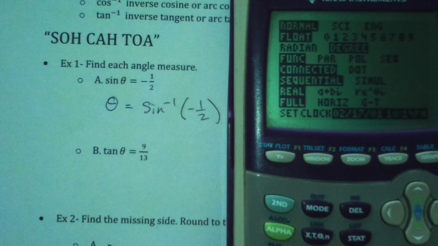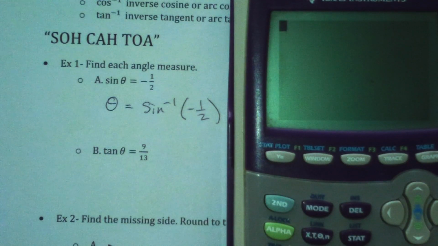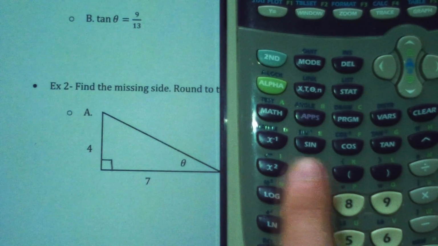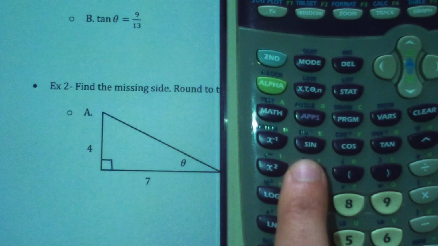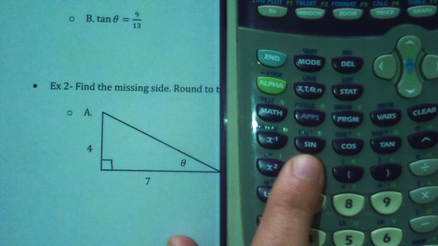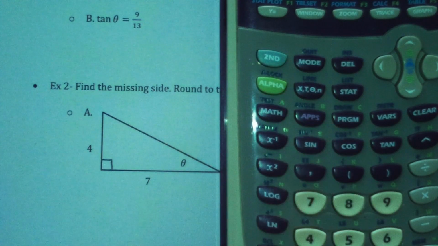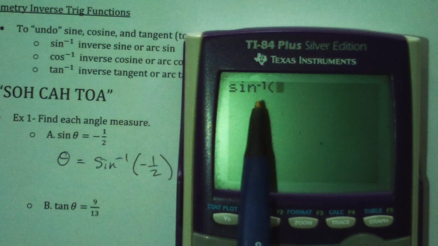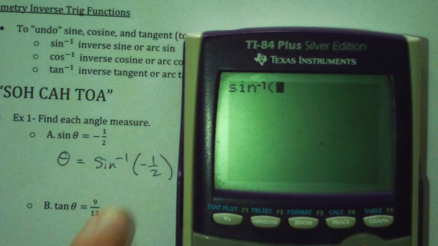Then the inverse of these buttons is above all of the buttons. You can see above the sine button there's sine with that power of -1. To turn that on, you go second and then hit that sine button. You should have something that says sine with the little inverse symbol. Then you type in whatever your number is. Our number is -1/2, so -1 divided by 2. Hit enter, and it should kick out our number.